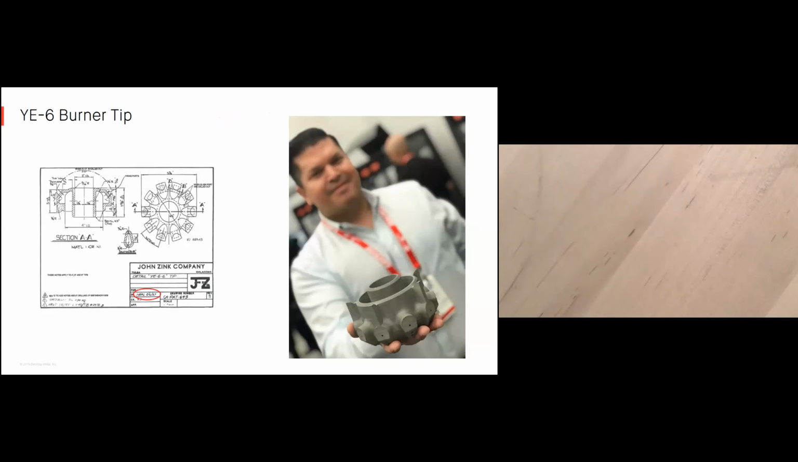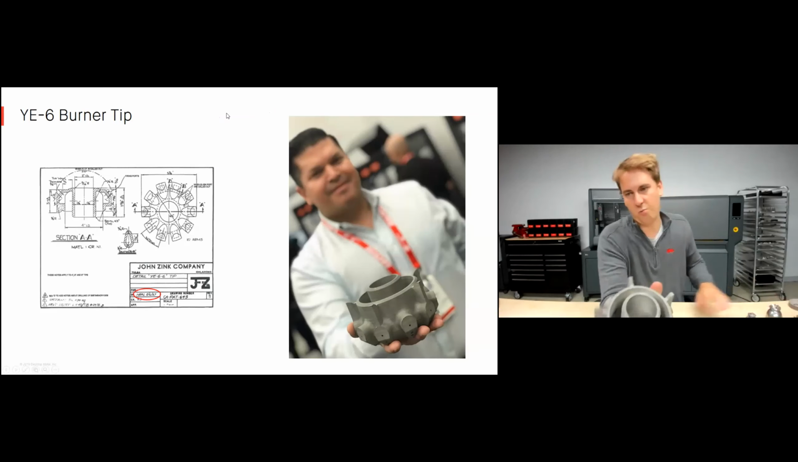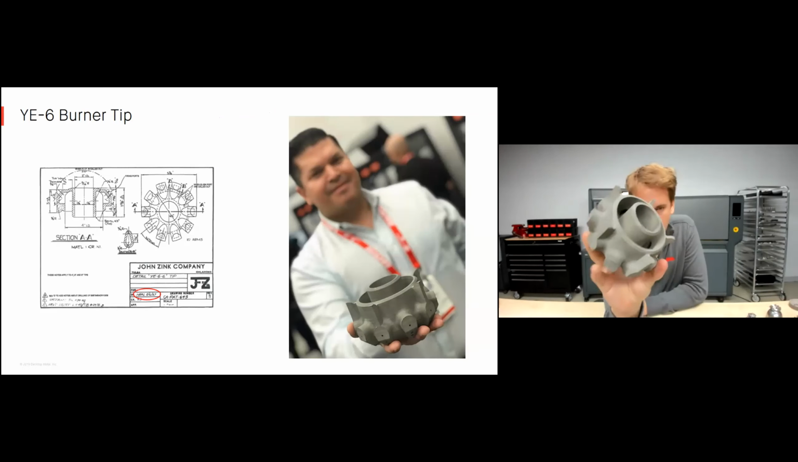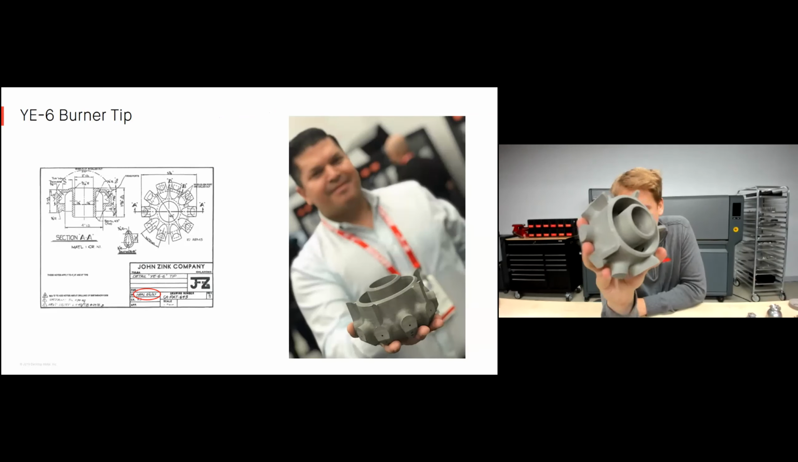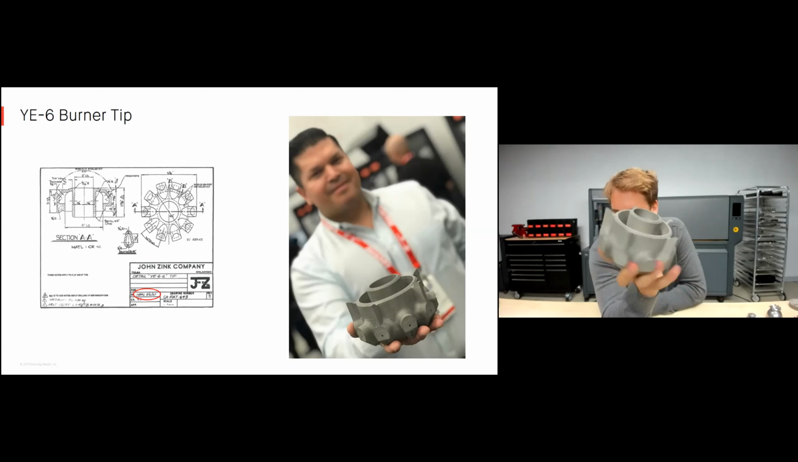This part here, I'll switch back to my camera just because this is quite a large part. This is another burner component, the YE6 burner tip. If you look at this drawing here, this drawing was originally produced in 1967 for a foundry. This part was originally produced in a foundry, and of course, Johns Inc. got a request for replacement of one of these parts.